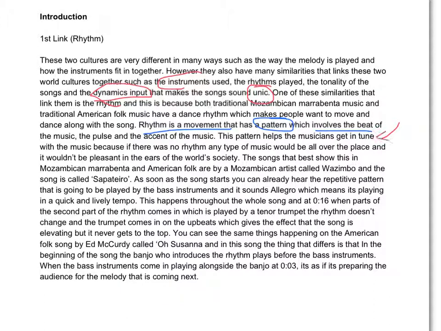Also, along here, the idea that rhythm gets musicians in tune with the music, I don't quite understand. I mean, your definition afterwards looks pretty good, but I don't know if that's exactly how we should say it. So maybe just be careful with the in tune idea.